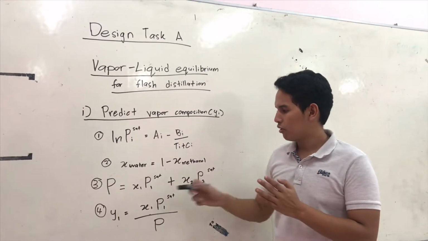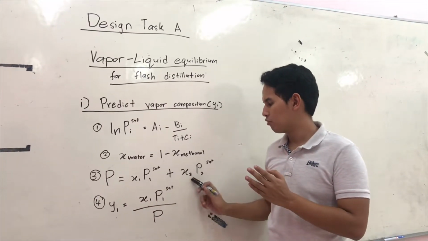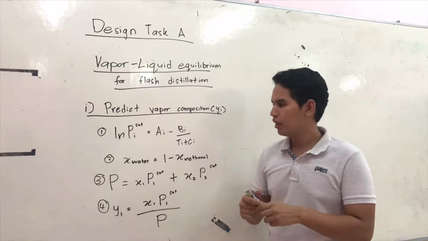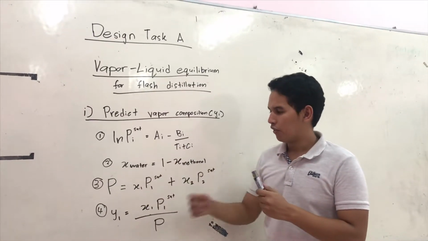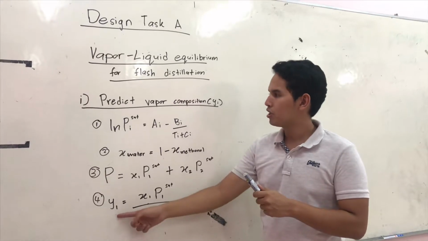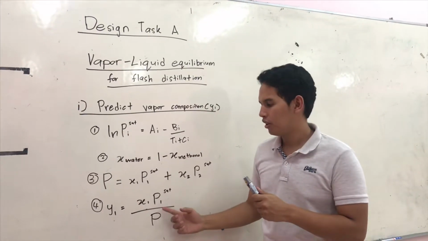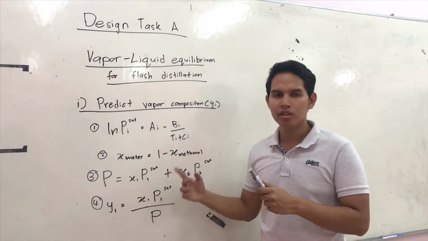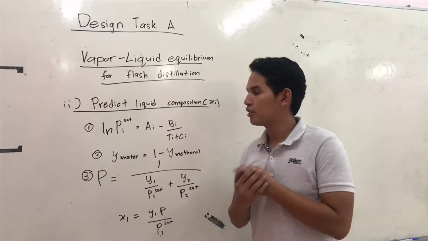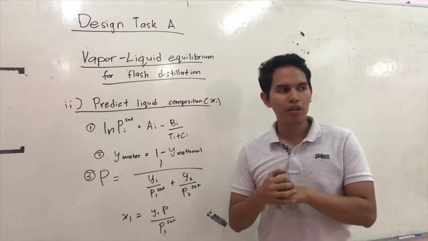Then after that, we use this formula, P equals x1 P1 set plus x2 P2 set, to get the value of P from both of these values. After we get the value of P, we insert this formula, and then we get the vapor composition for methanol. To get it for water, we use the same formula, but insert the different value, which is the value for water instead.